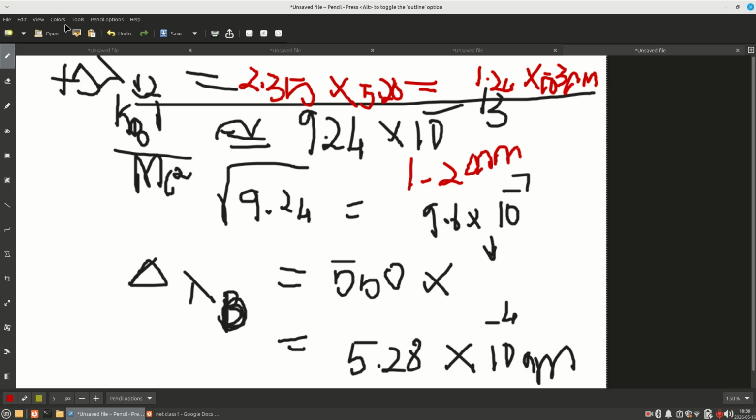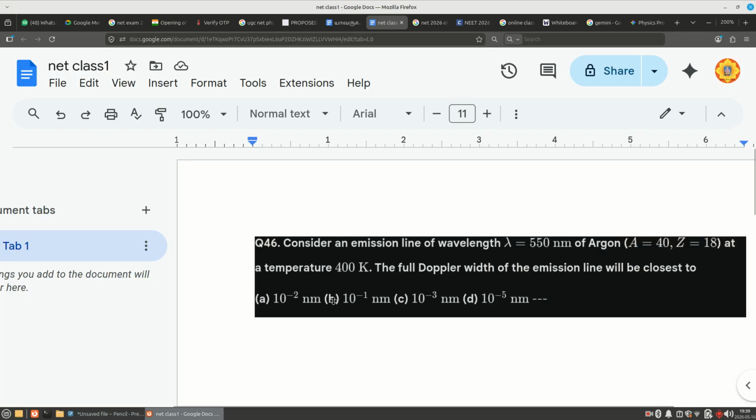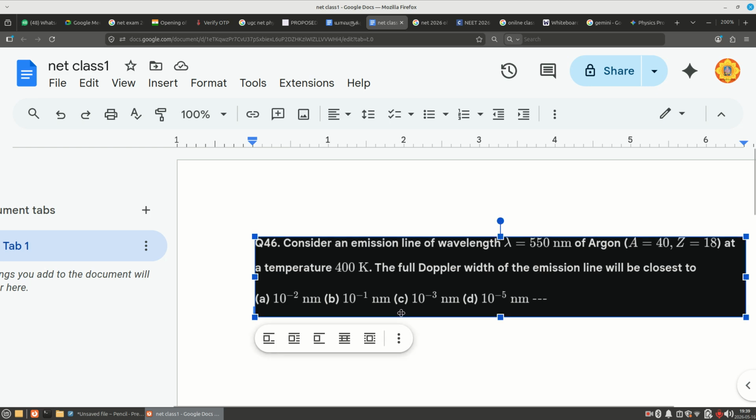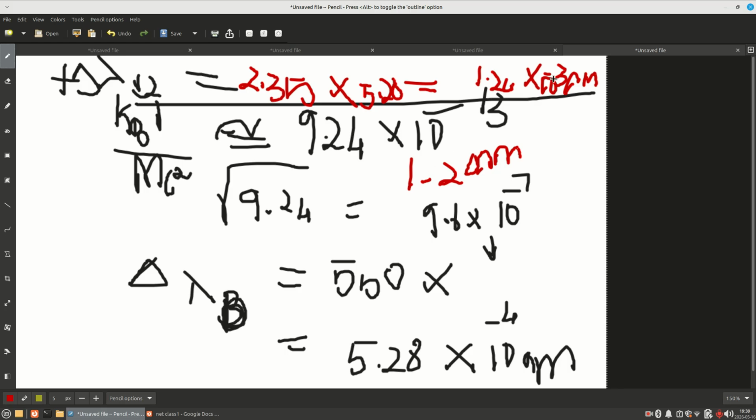Let me go back to our question paper. We get the value of around 10 to the power of minus 3, which is the correct value. We are getting the value in that 10 to the power of minus 3 range here, 10 to the power of minus 3 nanometer, which is the answer.